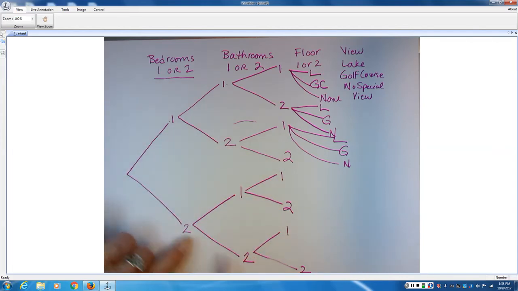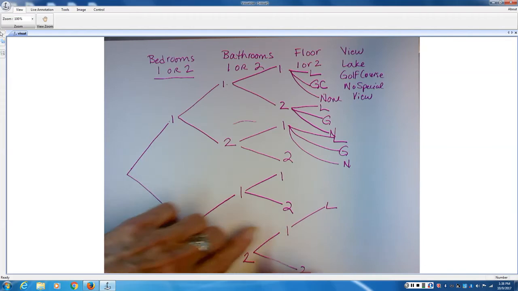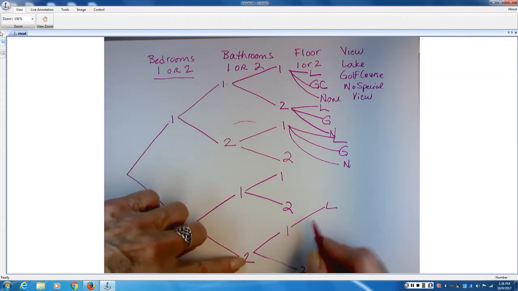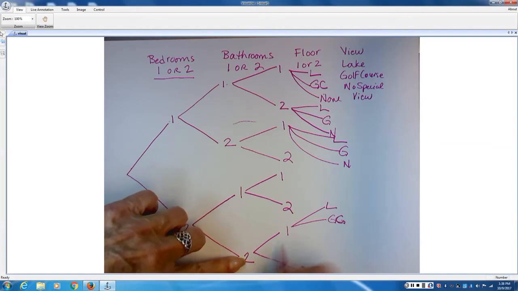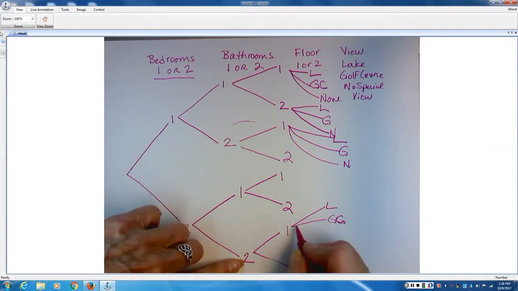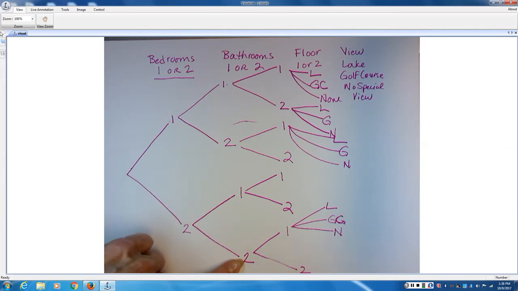So this would be a 2-bedroom, 2-bathroom, first floor apartment with a lake view, or a 2-bedroom, 2-bathroom, first floor with a golf course view, or 2-bedroom, 2-bathroom, first floor apartment with no special view. Or you can swap out your 1-bathroom for 2 baths and have the same options.